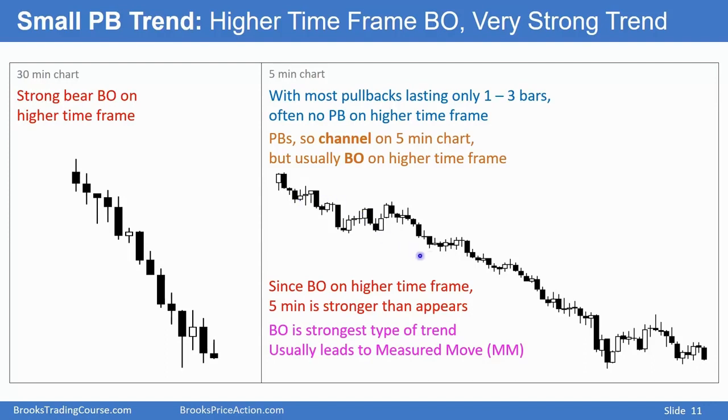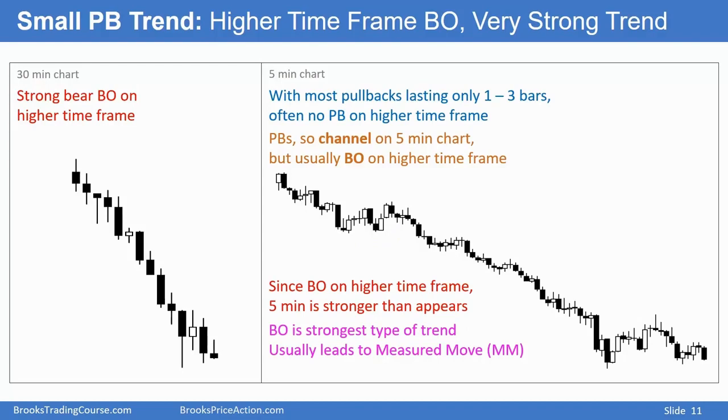Because this channel is a breakout on a higher time frame chart, the 5-minute chart is much stronger than it appears. A breakout is the strongest type of trend, and it usually leads to some kind of a measured move. If you have a small pullback bear trend, you know it's a breakout on the higher time frame charts, and you know it's therefore one of the strongest types of trends, even though most of the time it keeps looking like it's a bear leg in a trading range.